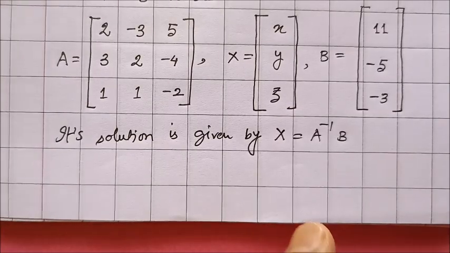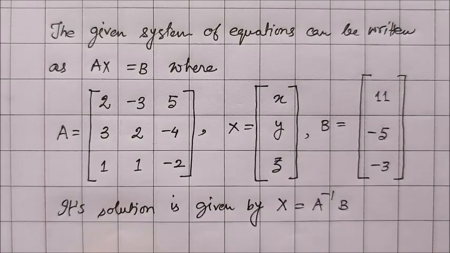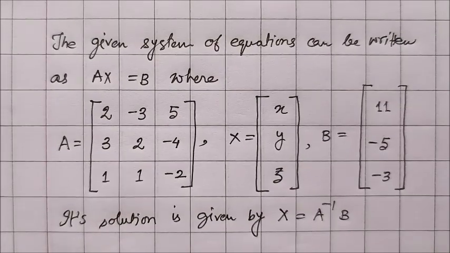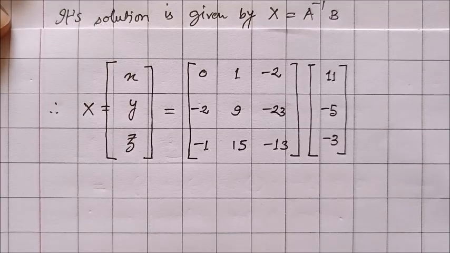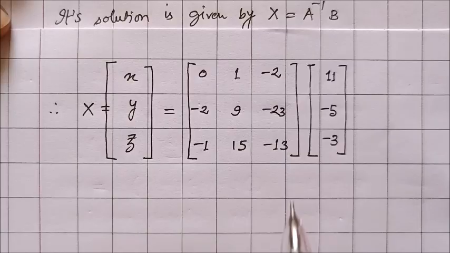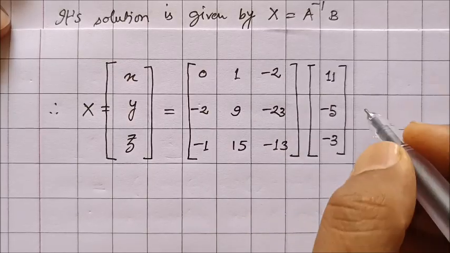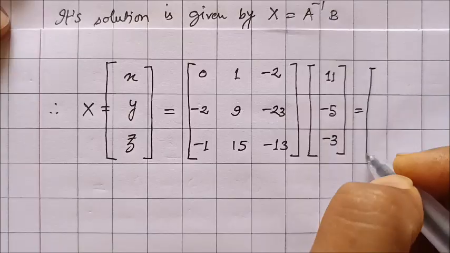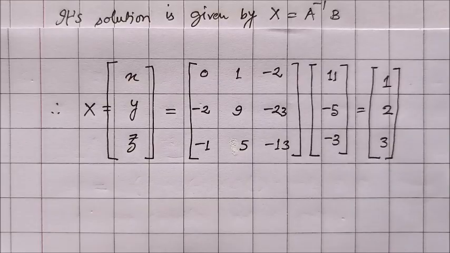And I am just reminding you, in the examination it is a 5 marks question, so all these steps should be written as I am writing. So you write it this way: this is your A inverse, this is your B. Now go for the calculation. After calculation, we get the values 1, 2 and 3.